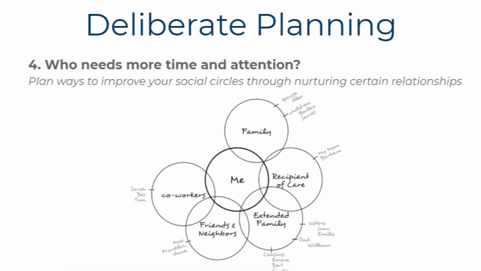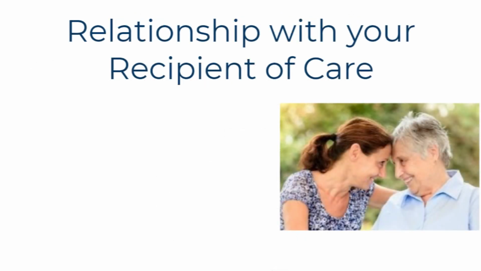Now that you have a list, we'll move on to talking about ways to build, strengthen, and nurture these relationships. You can write your ideas down on the right side column of step number 4. Remember, this step is focusing on who needs nurturing. The next step will focus on creating or adjusting boundaries. We'll start with your relationship with your recipient of care. We know this relationship may be one that needs adjusted boundaries, but for now, just focus on what positive things you could do to improve your relationship.